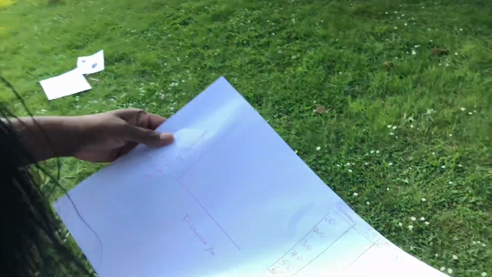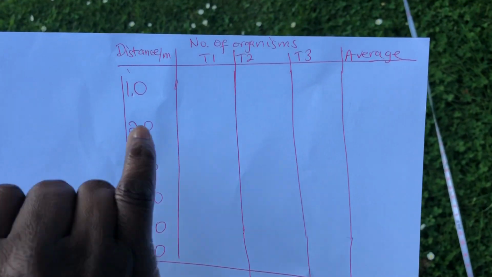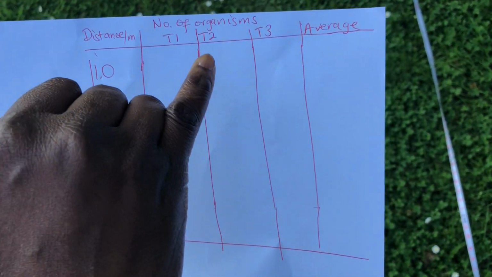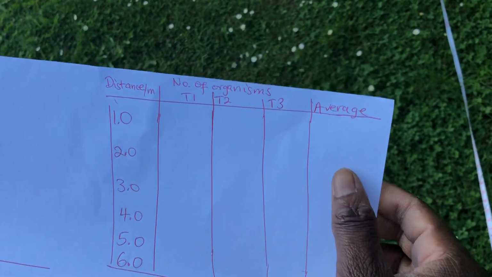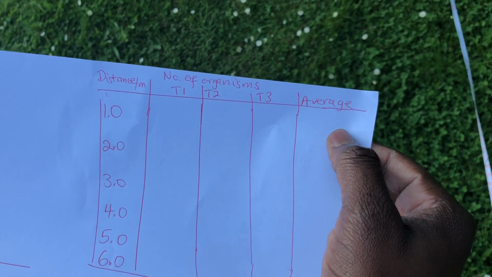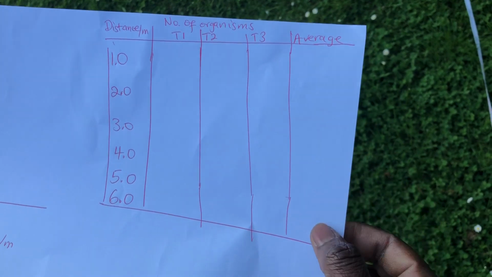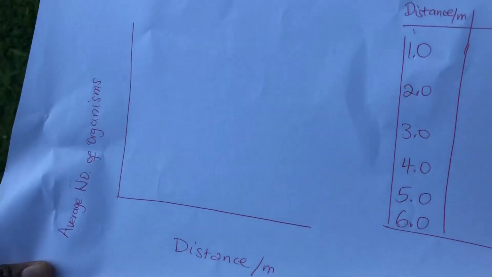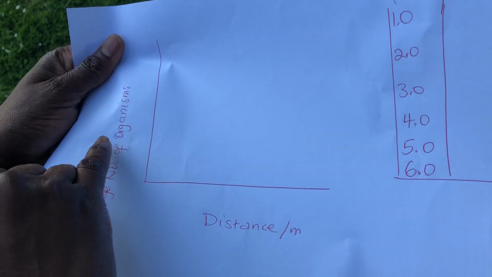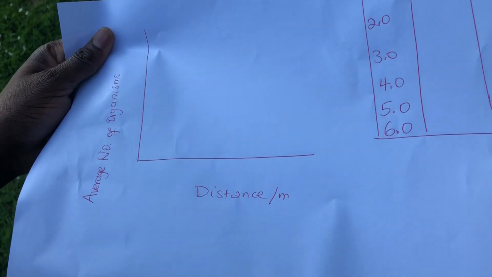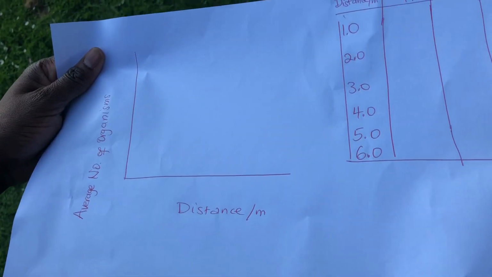After doing this over 3 trials, I'm now ready to calculate the mean or the average. This is done by adding the number of organisms over the 3 trials for each distance and dividing by 3. So I'm going to obtain a result here, result for 2 meters, 3 meters, and so on. I can meaningfully plot a graph that shows the average number of organisms on the y-axis and the distance, which is my independent variable, on the x-axis.